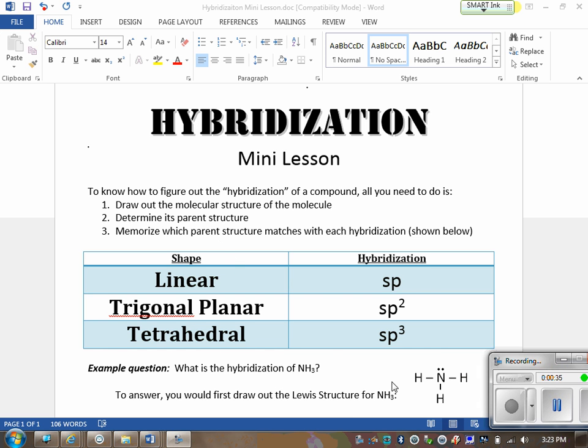Then you need to identify what the parent structure's name is. So this parent structure is tetrahedral because there's 4 groups. Specifically, it would be tetrahedral trigonal pyramidal, but we don't even need the molecular structure name. We just need the parent structure.